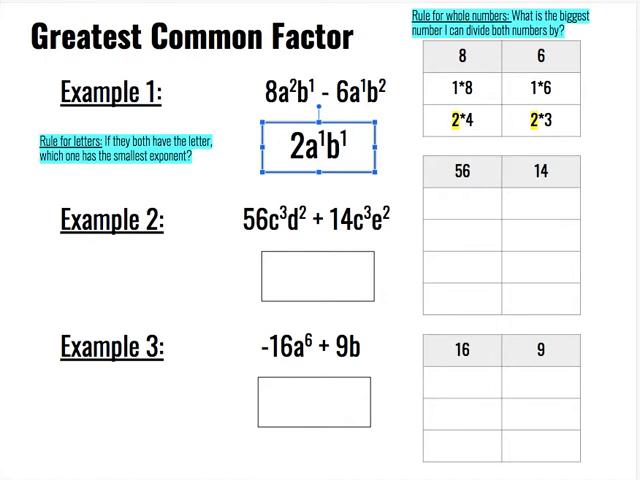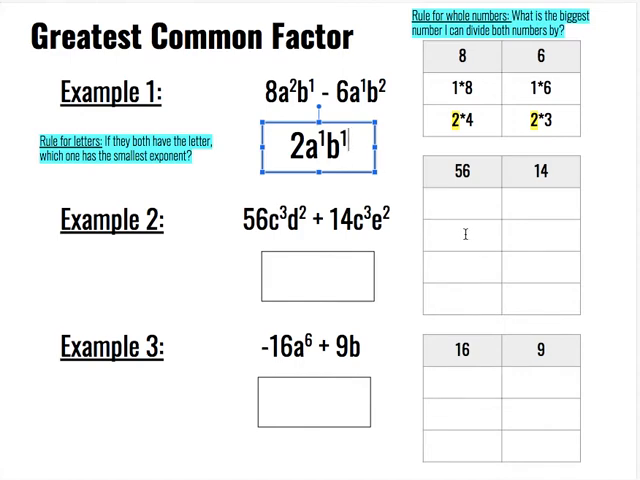So on example number 2, we got 56c to the third power d to the second power plus 14c to the third power e to the second power. So notice the difference there. This time, they both don't have the same letters. So let's say you're not very good at factoring. Let's say you're not good at finding what multiplies to that number.